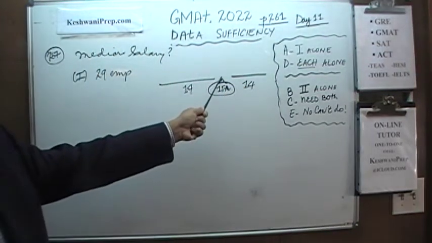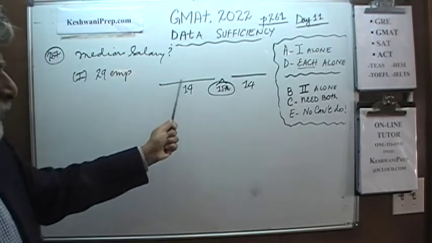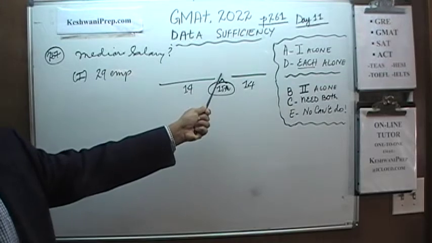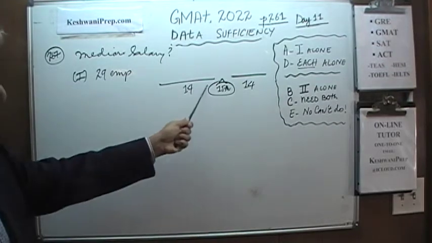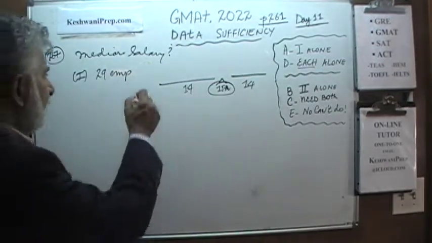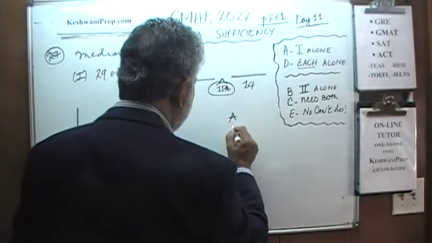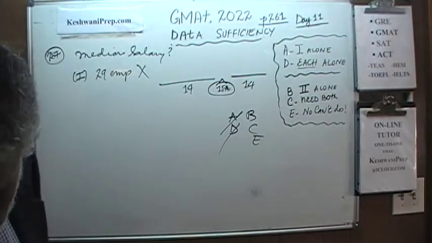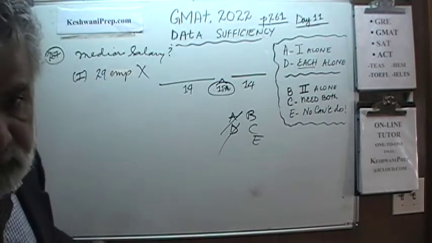And that's the salary we want to find out. When we arrange the salary from ascending or descending order, the 15th entry is the median. But we still don't know what that 15th entry is. The first statement by itself is no good. A, D, B, C, E. Since the first statement by itself is no good, the answer cannot be A or D. It will have to be B, C, or E.